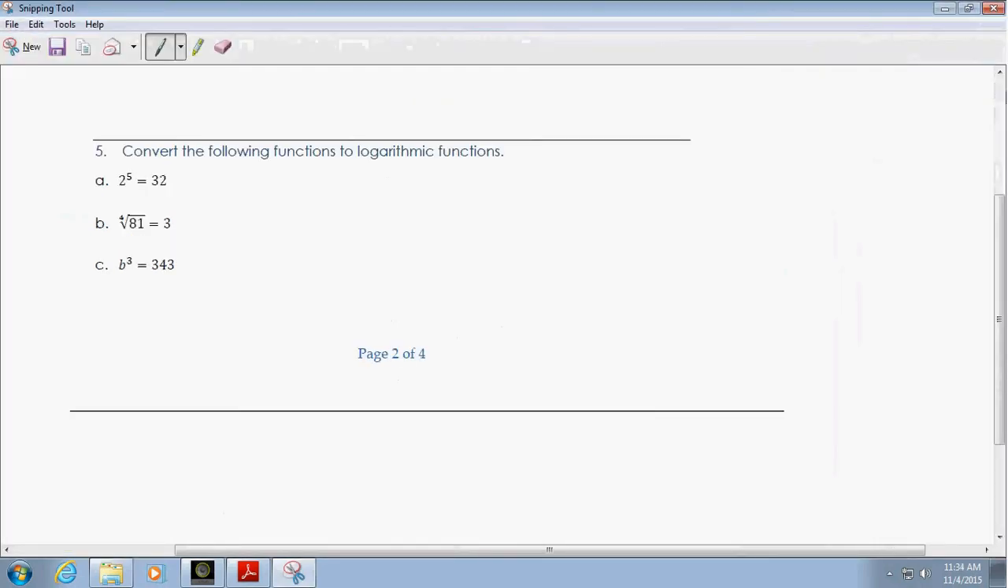All right, we want to convert the following functions to log functions. 2 to the 5th equals 32. How do I write that as a logarithmic function? Remember, log base b of x equals y, same thing as b to the y equals x, right? Of does mean times in percentage problems, but only in percentage problems. So log base 2 of 32 equals 5.